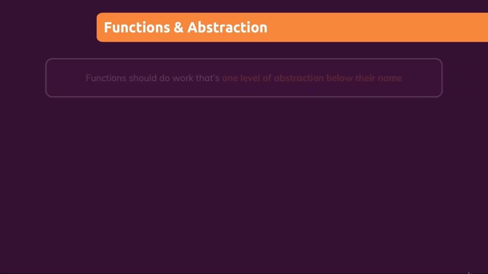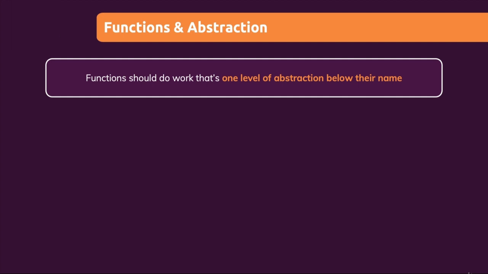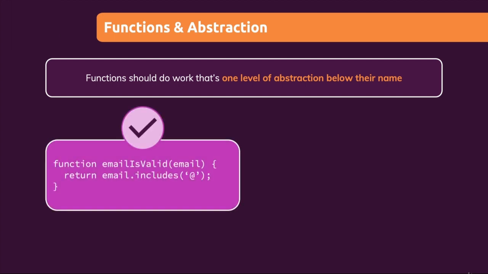I introduced this concept of levels of abstraction in the last lecture because levels of abstraction allow us to decide whether a function does one thing or if it does multiple things. Because functions should only do work that's one level of abstraction below the level of abstraction implied by their function name. Okay, that's a complex sentence. What does it mean? Consider this example. If you have a function which is called email is valid, and it takes an email as a parameter, then you might have some low-level code in there, as you can tell in this example.